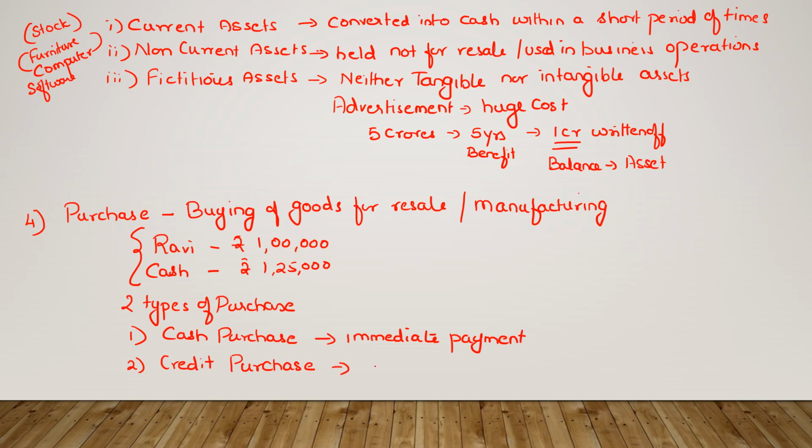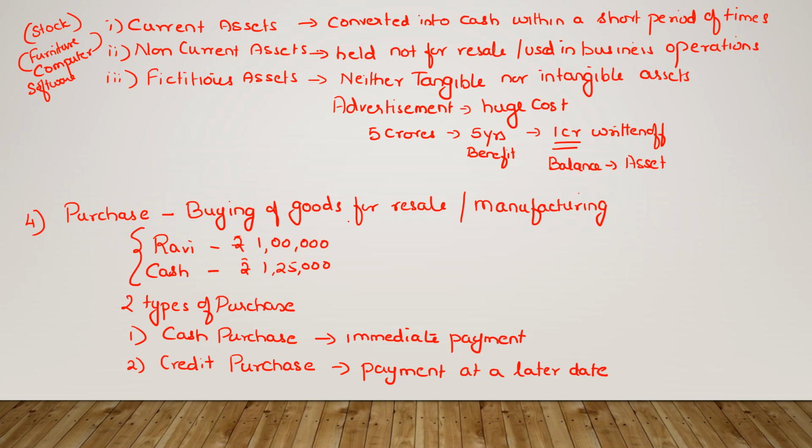But in case of credit purchase, the payment is made at a later date. So payment at a later date, maybe probably after a month or two. A credit period might be provided by Ravi, saying that okay, you pay after a month. So that is a credit purchase, and 1 month is a credit period which has been given to her. So this is the meaning of the term purchase.